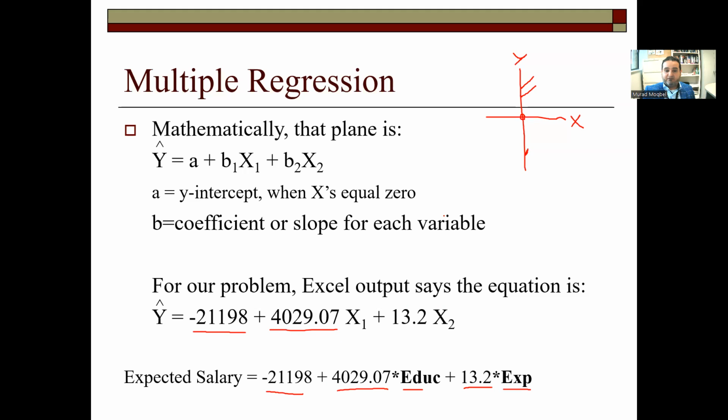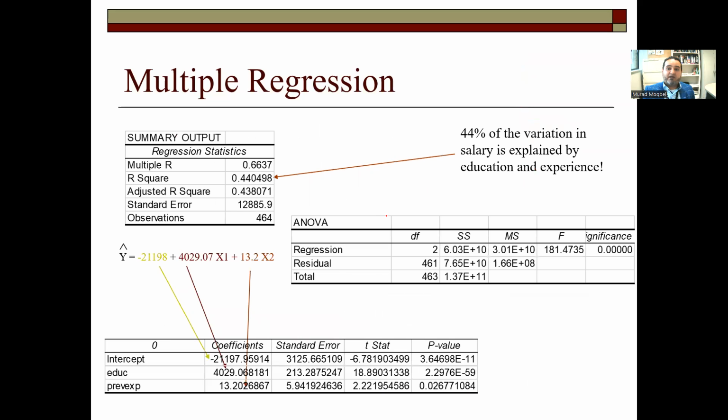That means if education is 0 and experience is 0, the person needs to have 21 to survive. You can interpret it like this.